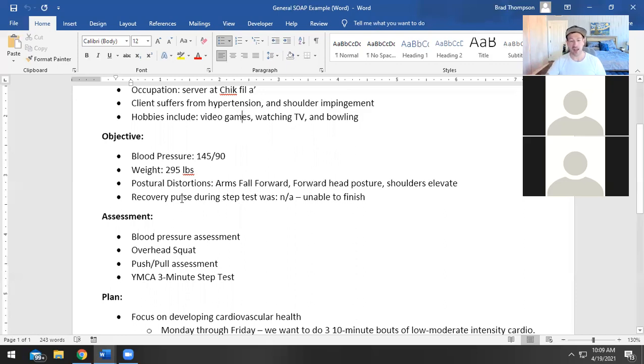right? And we were like, okay, well, what was their recovery pulse during the step test? Unfortunately, they weren't even able to complete the step test. And that'll sometimes happen, guys. Sometimes you'll be doing that Rockport walk test and someone can't walk a mile. Sometimes you'll have a client and the step test is too high impact. And that's okay. If that's the case, then that can actually be turned into a goal. We can say, all right, let's see if we can work our way up to this in a couple months, and then we can start measuring it and look for improvements.